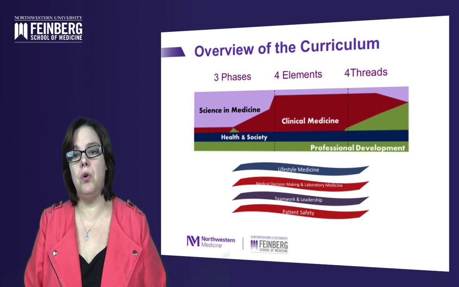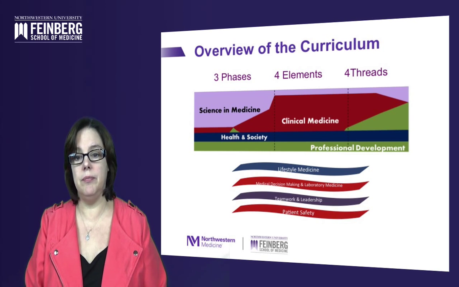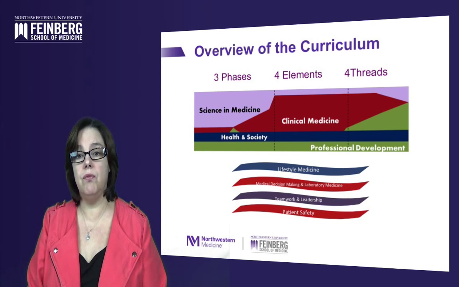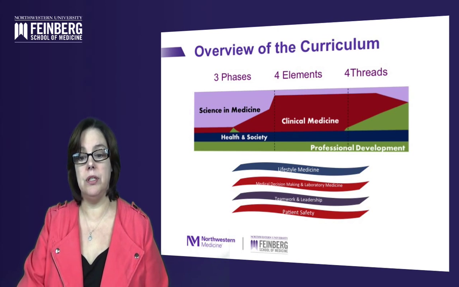So here is a visual overview of the new curriculum. It has 3 phases instead of 4 years. There are 4 elements and several threads within the elements that weave in and out of all learning opportunities. The elements are science and medicine, clinical medicine, professional development, and health and society. The phases and threads provide the framework or the structure for content to be delivered to the students.